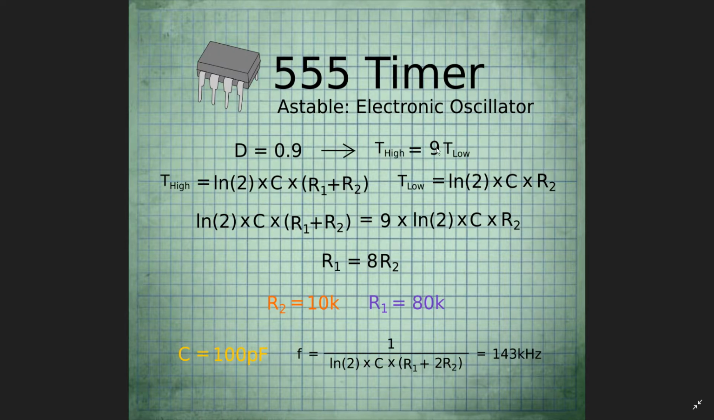So using this fact, that a duty cycle of 90% will do that, I can set it up as the high time is equal to 9 times the low time. But very conveniently for us, you'll notice that the ln of 2 cancels on both sides of the equation, C cancels on both sides of the equation, so you're left with one equation in terms of R1 and R2, and it boils down to just R1 is equal to 8R2. And at this point, it's actually kind of arbitrary. I can pick whatever values I want that will get me close to real world values of resistors I need.